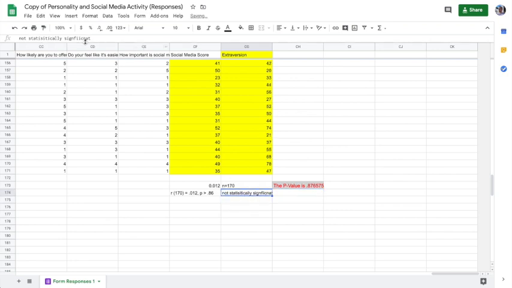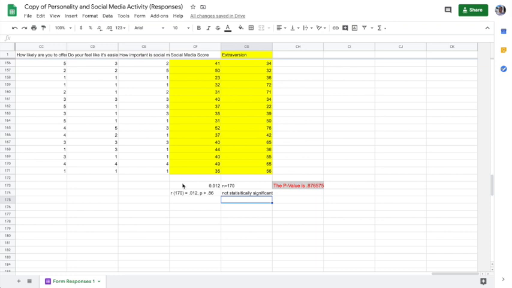So what that means is that you do not have a statistically significant correlation, not statistically significant, which means there is no significant, let me see if I can fix it. Let's try that again. So that means that there is no correlation between their social media score and their extroversion score, okay? Unlike what you might have suggested in your original hypothesis, or the researchers might have suggested in this original study.